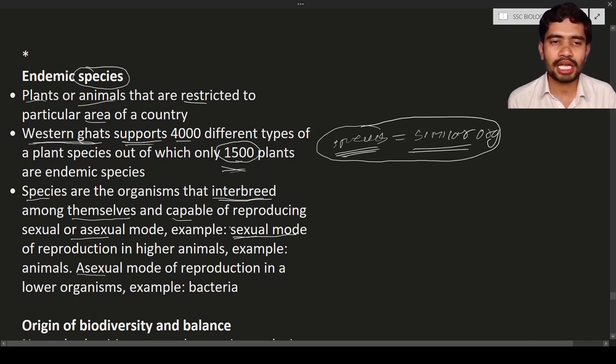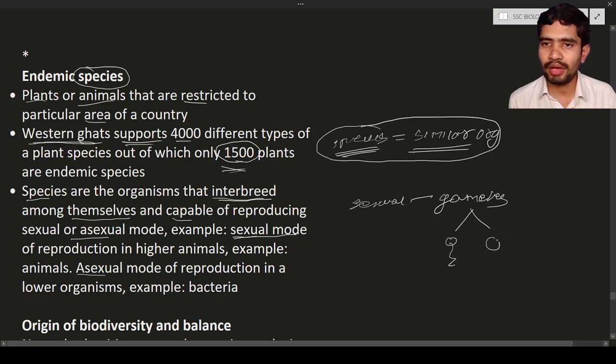In the previous class we also discussed sexual and asexual modes of reproduction. What is the sexual mode? The sexual mode of reproduction is nothing but the formation of gametes. These gametes are fused. For example, the spermatozoa and ovum fuse together to form a zygote.